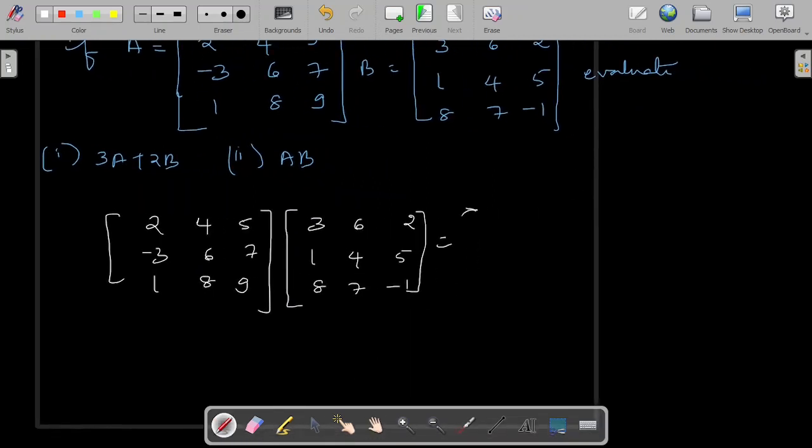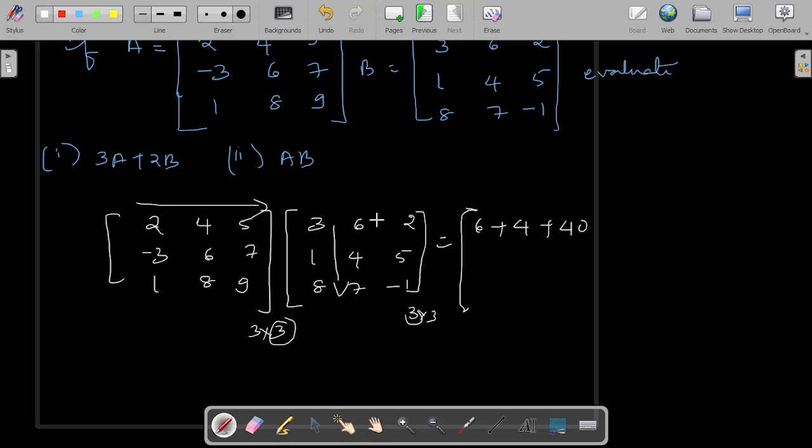First check is multiplication defined. This is of order 3 by 3, this is of order 3 by 3. These are square matrices of same order. Hence, number of columns equal to number of rows. Take the first row and first column, multiply corresponding elements and add up all the results. 3 2s are 6 plus 4 1s are 4 plus 8 5s are 40.